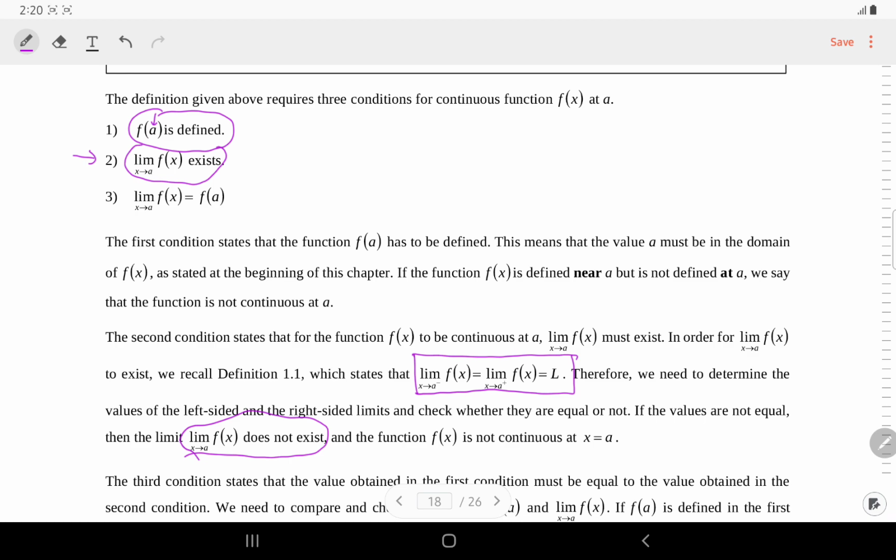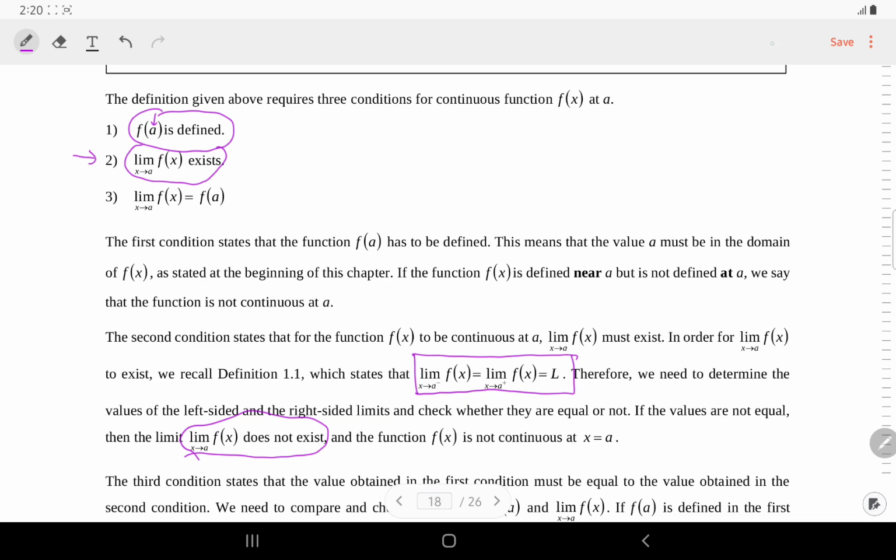So if the values are equal, we can say that the limit exists. Otherwise, if the values are not equal, we can say that the limit does not exist. So if the limit does not exist, the second condition is not satisfied. So if the second condition is not satisfied, we can say that the function is not continuous.